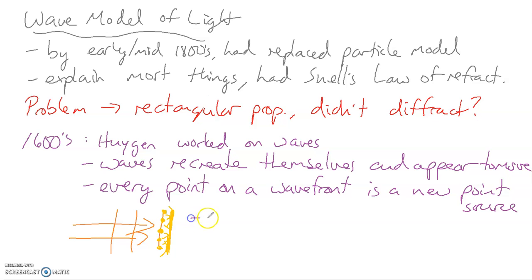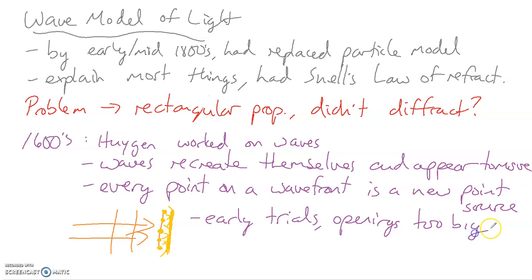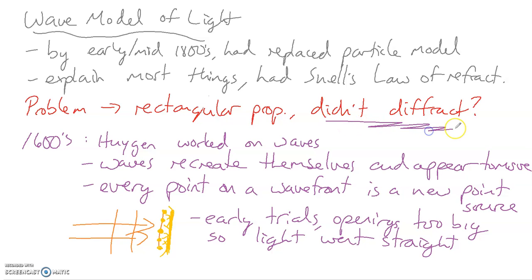So basically in the early trials or early experiments, the openings were way too big, so the light actually went pretty much straight through, and that's why they didn't really notice that diffraction thing, because the openings were way too big. And the thing is, when this idea came out, when he actually proposed this in the 1600s, it wasn't actually connected to light.